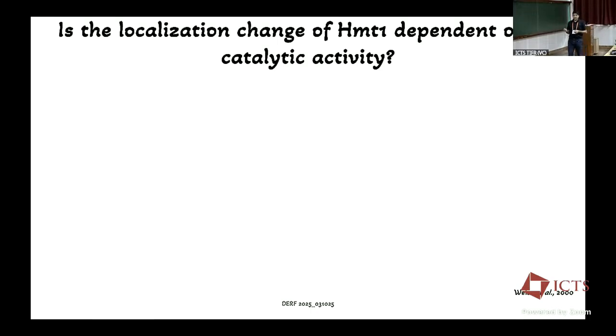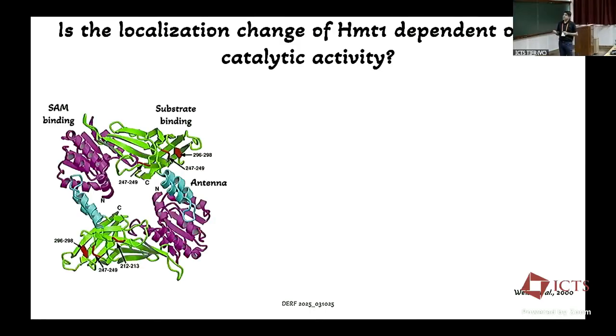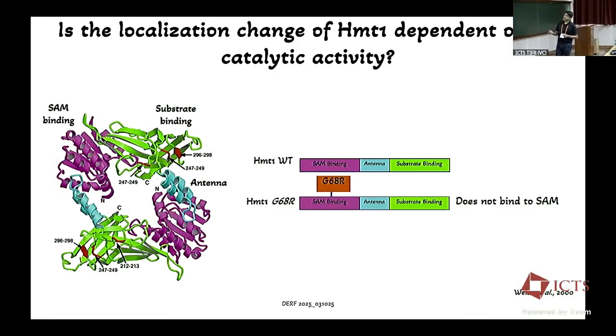All right. So then one of the other things that Sakshi was very excited about looking at after seeing these results was whether this depends on the catalytic activity of HMT1, right? So is this localization change a function of its catalytic activity? So she created this particular mutant, which is in the SAM binding domain of HMT1, that's this purple region. People have characterized this mutation. We didn't make it for the first time: G68R completely abrogates the catalytic activity of HMT1 because it cannot bind SAM. SAM is the methyl donor for a methyltransferase.